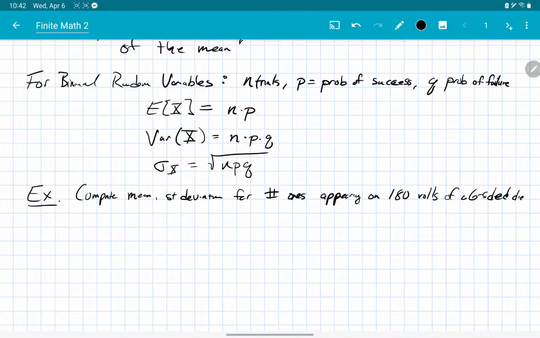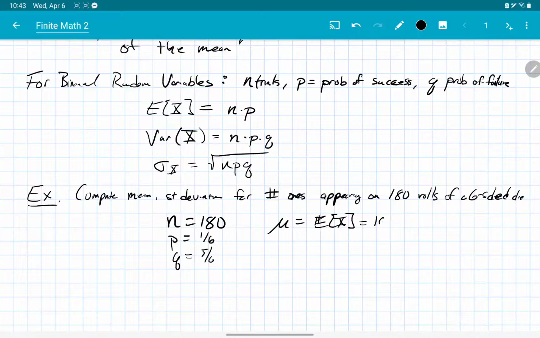So we're going to compute the mean and the standard deviation, and then we'll have a statement about what's going on here. The number of trials here is 180. The probability of success is 1/6, because only 1/6 of the time we'll get a 1. And the probability of failure, therefore, is 5/6. So the mean, which is the expected value, is 180 times 1/6. So we expect to get 30 ones.